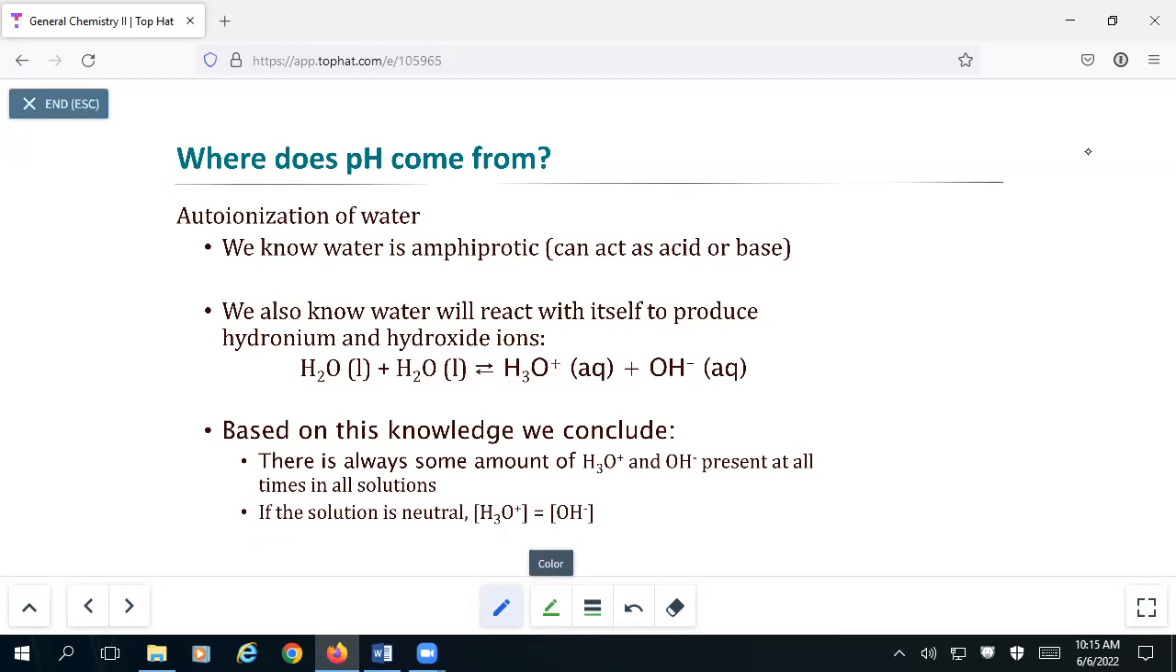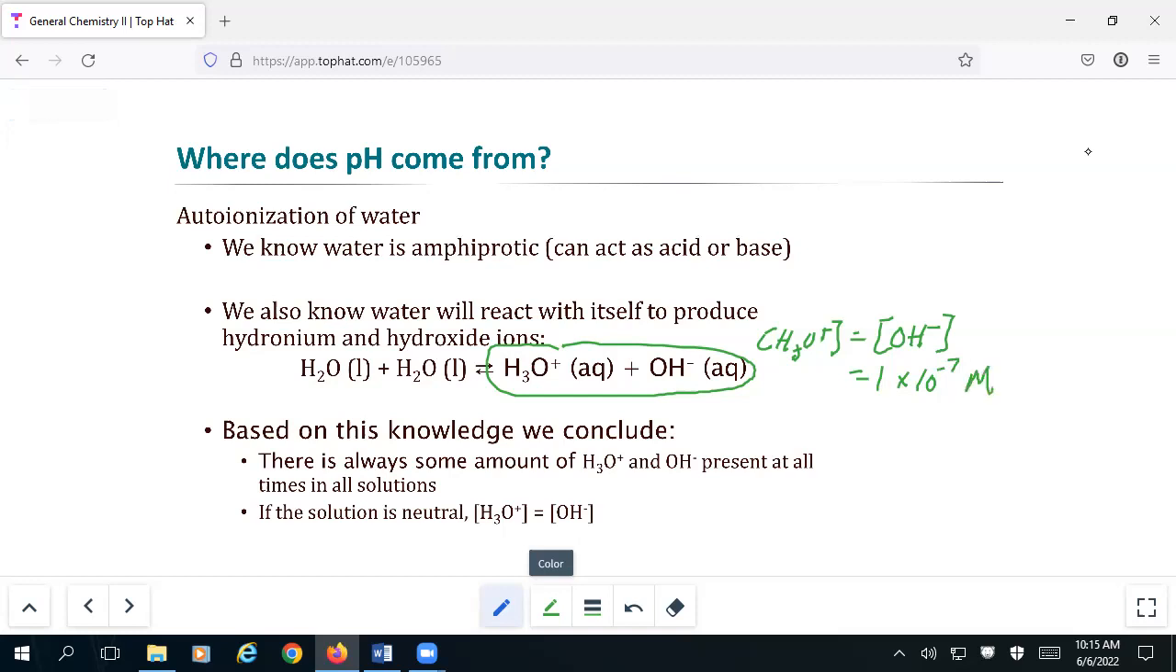And at neutral pH, both of these concentrations, the hydronium and the hydroxide, are equal to 1 times 10 to the negative 7th molar. So if I take the logarithm of that value, that's where my pH 7 comes from. That's why it's not pH 0 for neutral or any other kind of weird oddity.